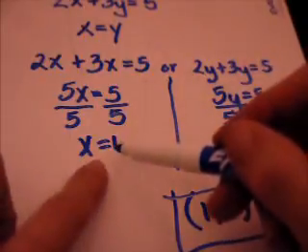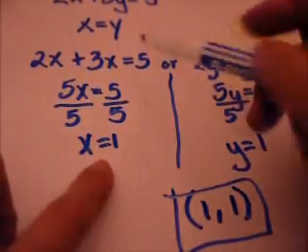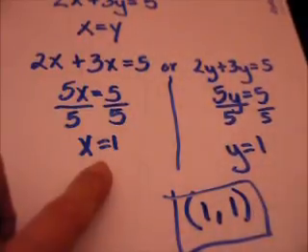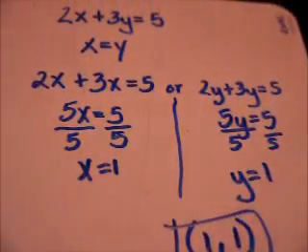If we'd gotten x equals 1, and x is the same as y, then it's 1 and 1. So that one's a little different, but it's the same skill that we use.